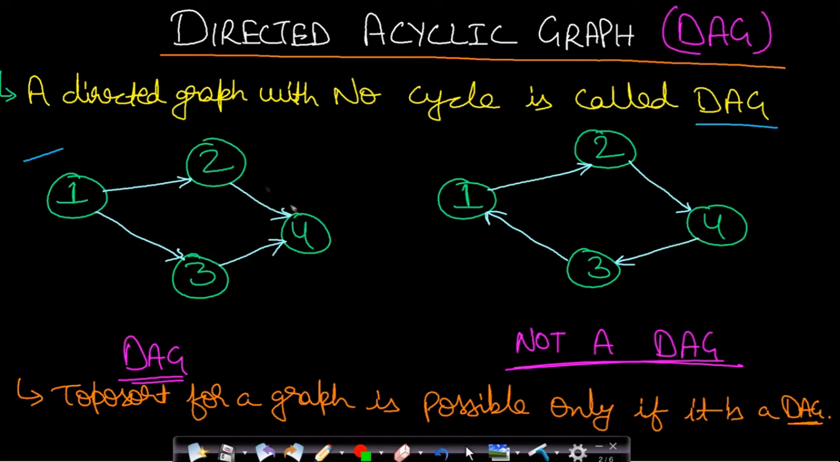So since there is no cycle, this will be called an acyclic graph. And since all the edges are directed, this is a directed graph as well. So a directed plus an acyclic graph is known as a directed acyclic graph. And in short, we call it DAG.